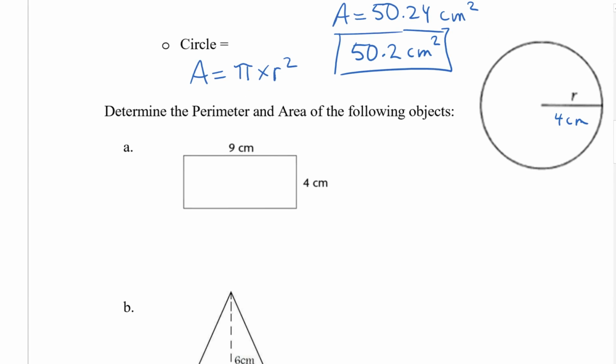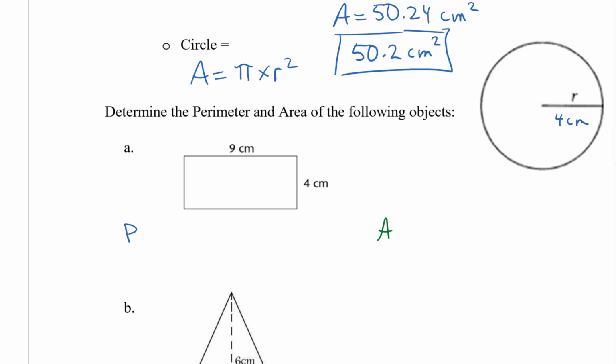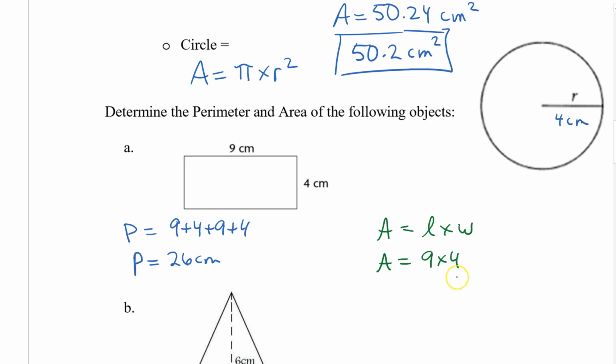Here are a couple practice questions. We're asked to find the perimeter and the area of each one. The perimeter for this one is going to be 9 plus 4 plus 9 plus 4, which I think is 26 centimeters. My area over here is the length times the width, or the base times the height, however you want to say it. So it's 9 times 4, so my area is equal to 36. And remember the units in this case, centimeters squared. So there's the first one.